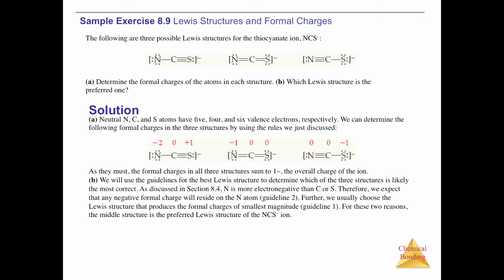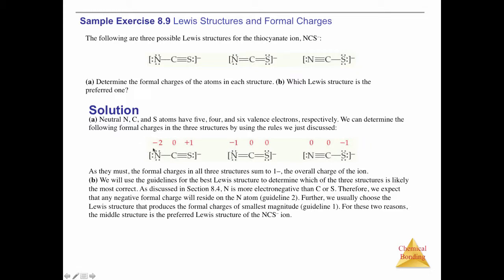Sample exercise 8.9, Lewis structures and formal charges. The following are 3 possible Lewis structures for a thiocyanate ion. Determine the formal charge of the atoms in each structure, and then which structure do you think is the preferred one? So we have neutral nitrogen, carbon, and sulfur atoms, which have 5, 4, and 6 valence electrons. We can determine the following formal charges in the 3 structures by using the rules that we've just discussed.